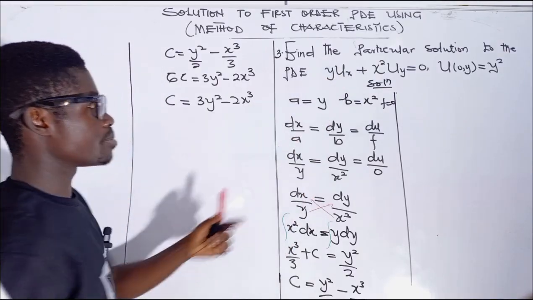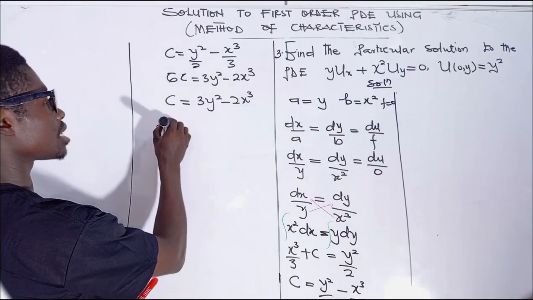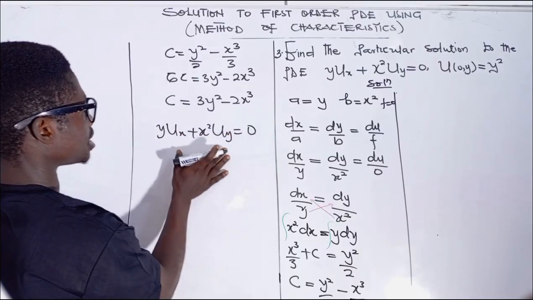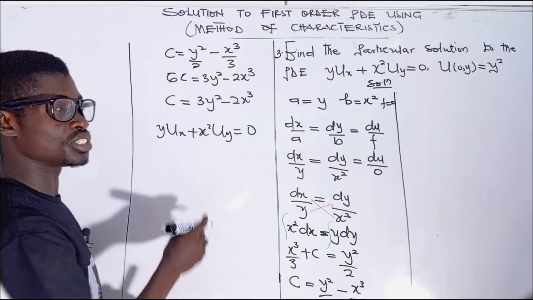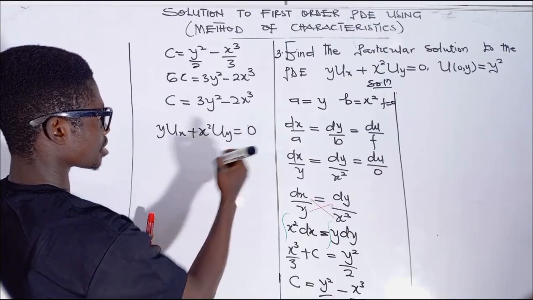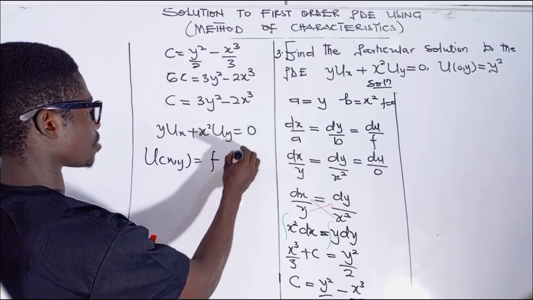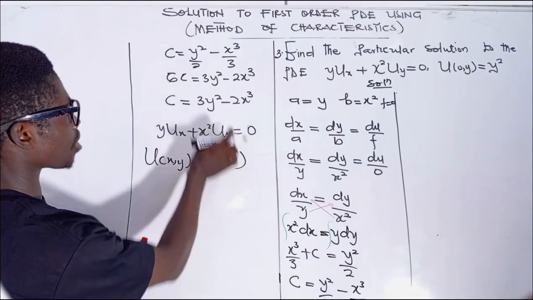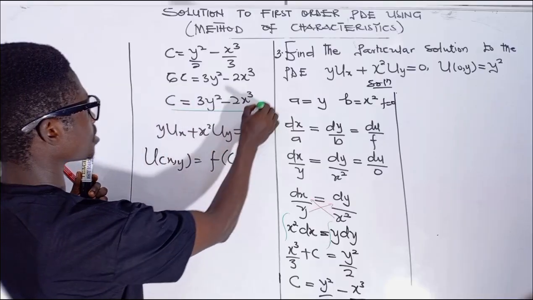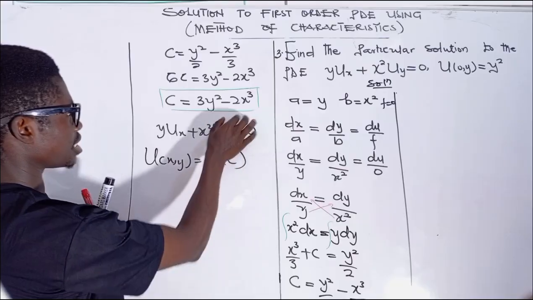Now, when we look at the PDE that was given, you can see that it is homogeneous. So the PDE is y u_x plus x squared u_y is equal to 0. This is a first order linear homogeneous PDE. And the general solution to this is a function of the constants. So these are constants, and the general solution is given in this form.